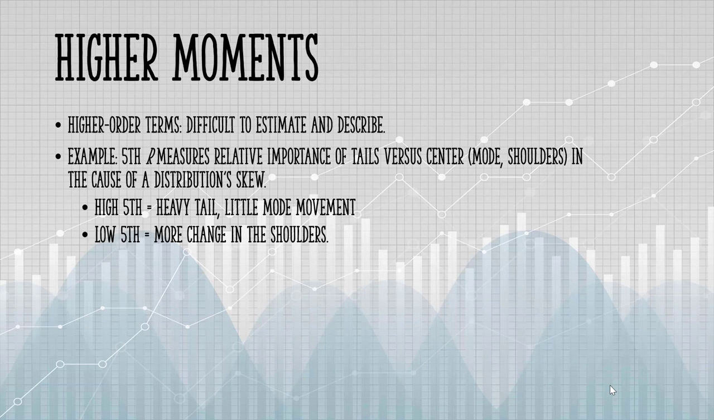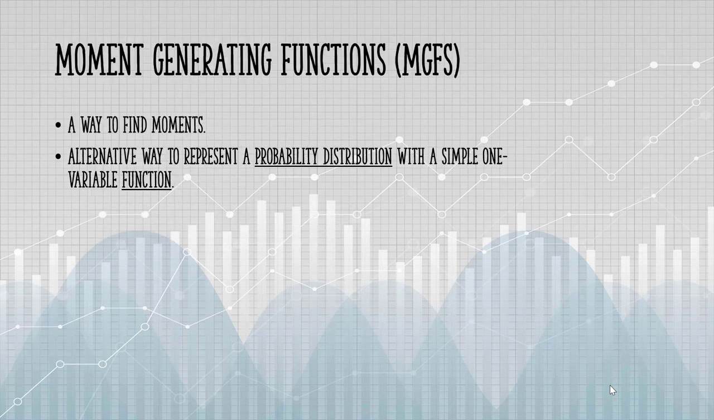Higher order terms above the fourth are difficult to estimate and equally difficult to describe in layman's terms. For example, the fifth moment measures the relative importance of tails versus the center. For example, the mode or shoulders in the cause of a distribution's skew. A high fifth means there's a heavy tail and little mode movement. A low fifth means there's more change in the shoulders. Higher order moments are sometimes calculated from the definition. Other times they're calculated with a moment generating function.